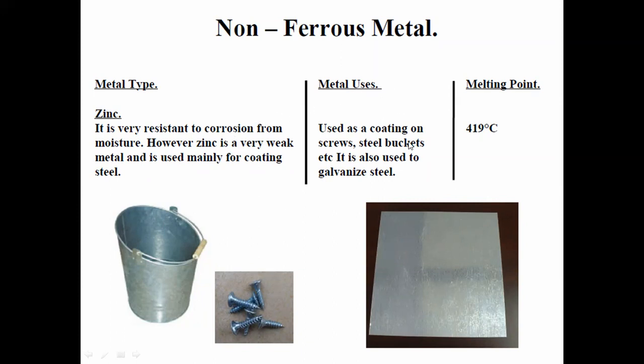So what are the uses there? It's used as a coating on steels, say steel buckets, etc. And it's also used to galvanize steel. We look at galvanizing steel when we look at corrosion in detail. It has a low melting point, which is 419 degrees Celsius.